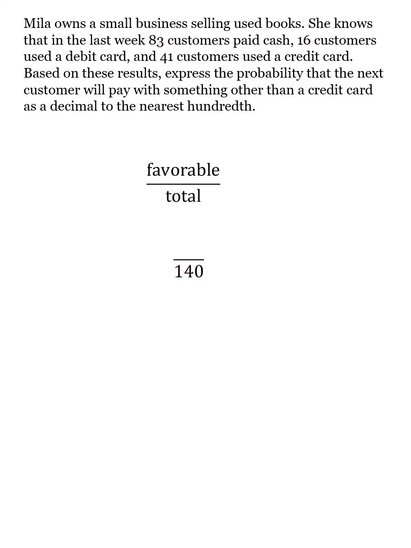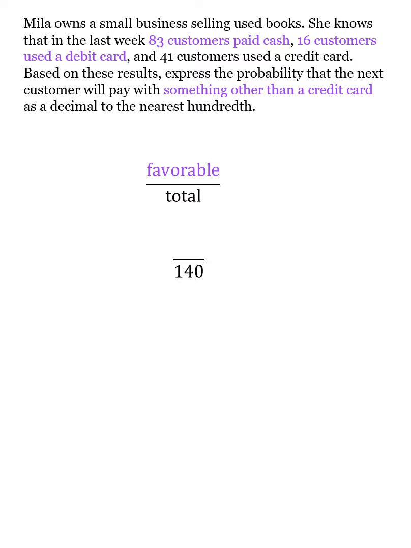Now let's take a look at what's favorable. What makes this problem a little different is that the question is not asking us specifically about cash or specifically about debit card users or specifically about the credit card users, the 3 main ways to pay for something. If you look at the bottom of the word problem, it says they're asking for the probability that something other than a credit card will be used by the next customer.